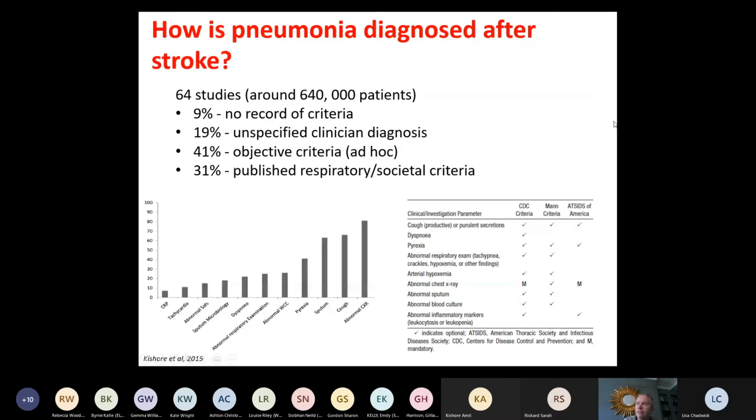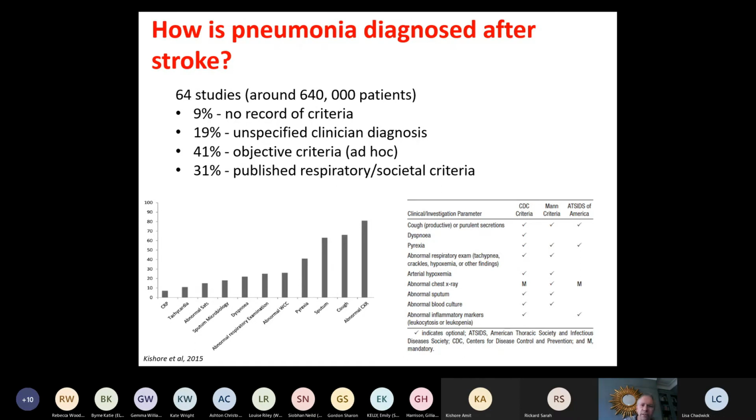So this is another systematic review that we undertook a few years ago when we were starting to get interested in how pneumonia might be diagnosed in the setting of stroke. This was another systematic review that Amit led on a few years ago. In this study, we looked at a whole load of studies that have been published over many years, which reported on a frequency or occurrence of pneumonia after stroke.